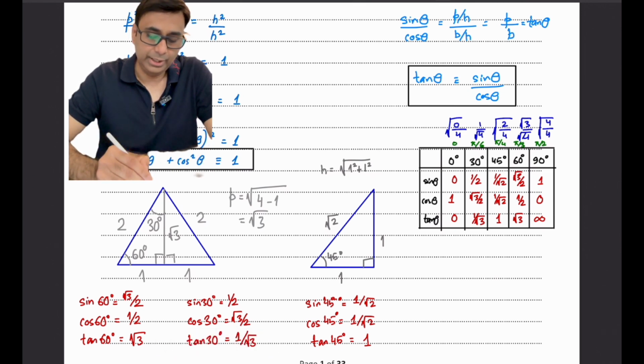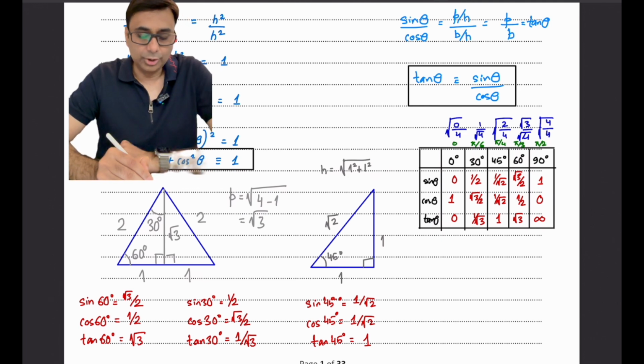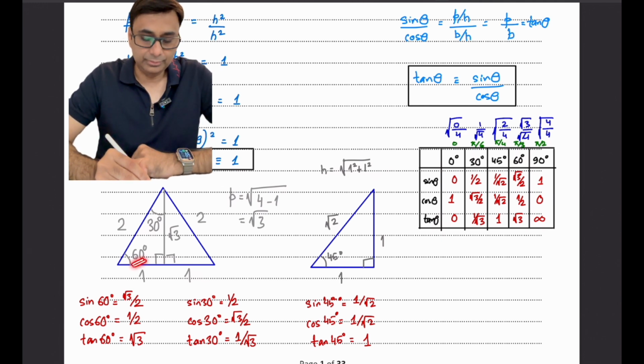Let's say I want to find out the trigonometric ratios of 60 degrees. Sine theta is perpendicular over hypotenuse, so sine 60 must be root 3 upon 2. Cos theta is base over hypotenuse, so for 60 degrees, cos theta would be 1 over 2. And tan theta is perpendicular over base, so for 60 degrees, it will be root 3 upon 1.